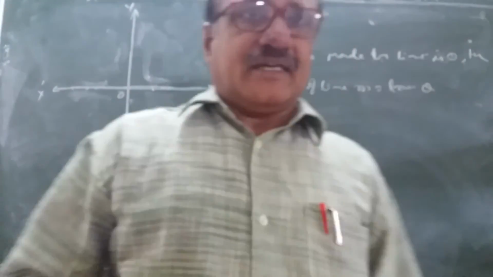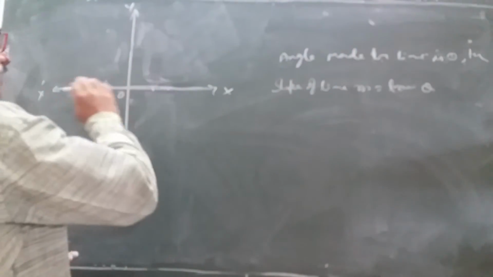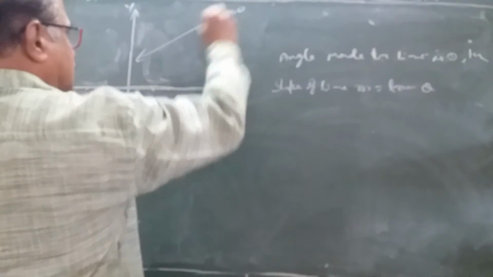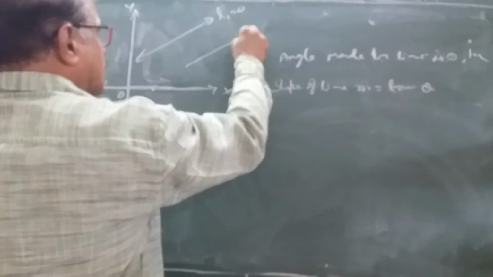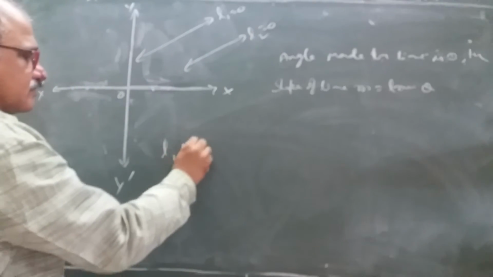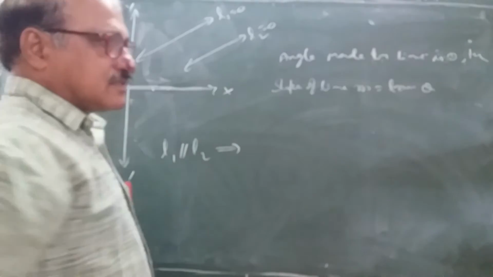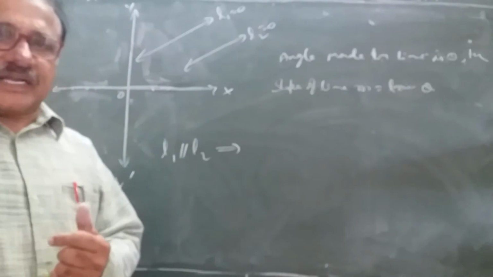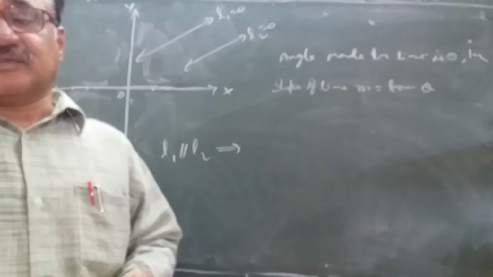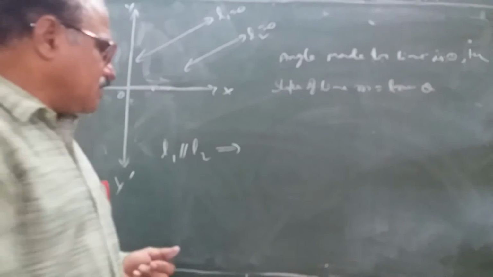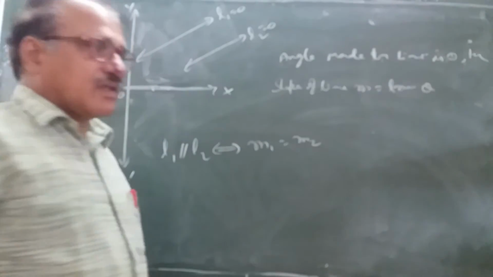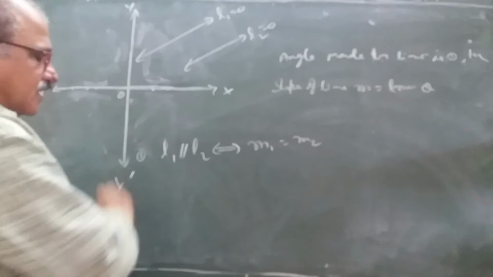If two lines are there in a plane like this, this is L1 = 0, this is another one, L2 = 0. If L1 is parallel to L2, that implies the slope of line L1 is m1 and the slope of line L2 is m2, then their slopes are equal, m1 = m2. We have to remember this relation.